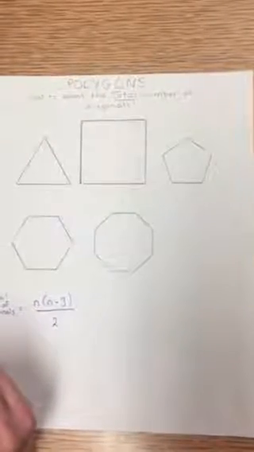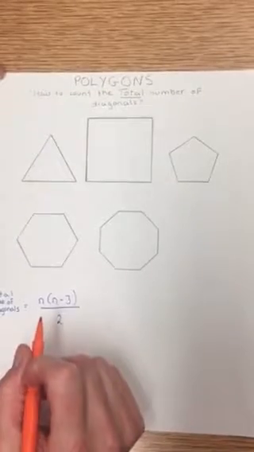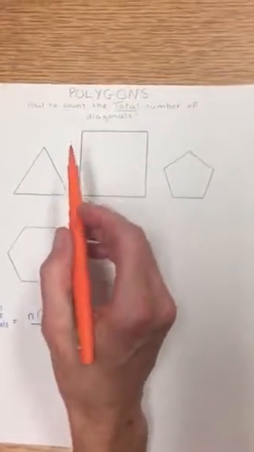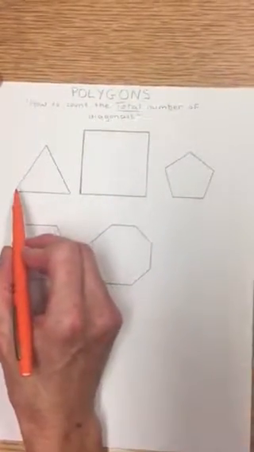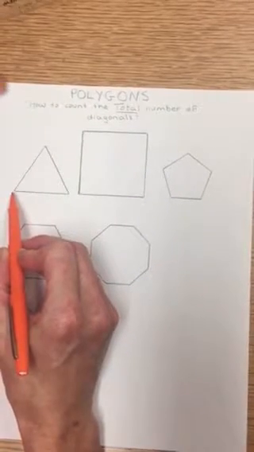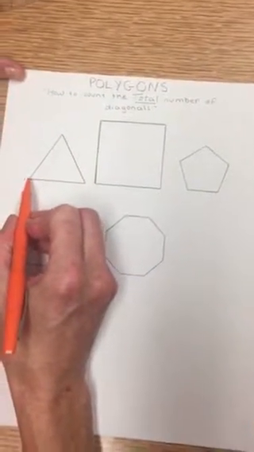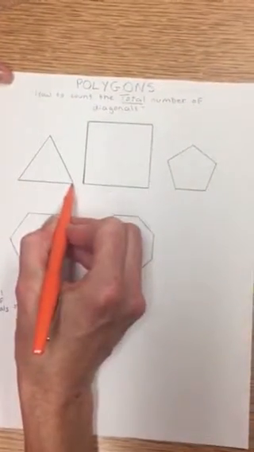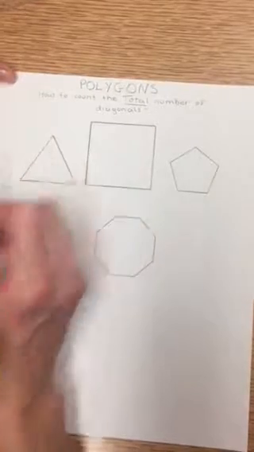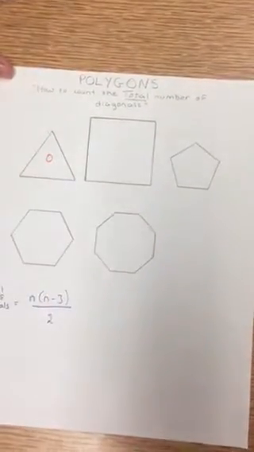Polygons. How to count or draw the total number of diagonals in any polygon. So a diagonal, by definition, is a line that we draw from one vertice to another non-adjacent vertice. Non-adjacent means not beside. So if we look at our three-sided triangle, each of my vertices is adjacent to the one next to it. So in a triangle, we have 0 diagonals.